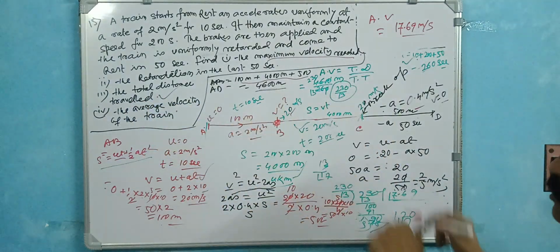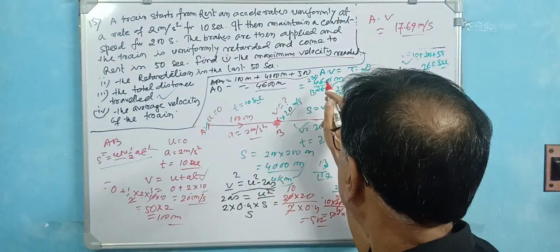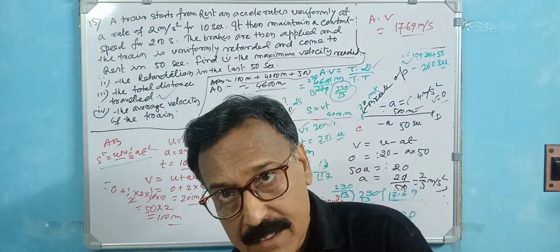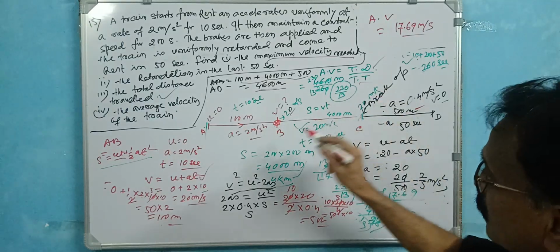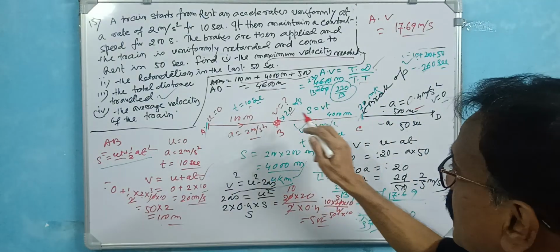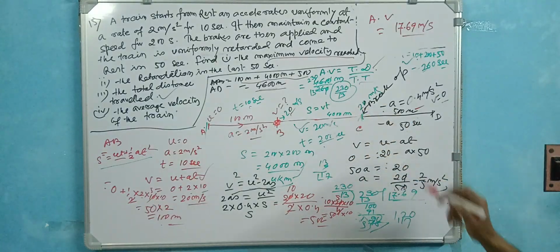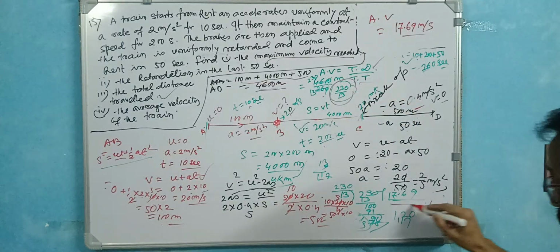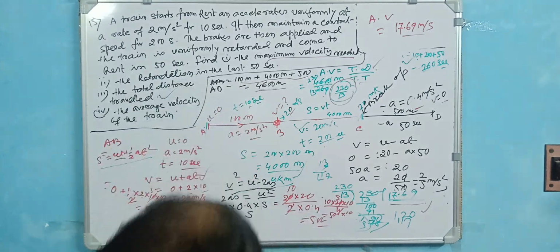And now the average velocity. Average velocity means total displacement over total time. Here the displacement and the distance are the same, so we write the distance. The total distance is 4600. Total time is 10 seconds plus 200 seconds plus 50 seconds, so 260 seconds. Just you calculate this. So the average velocity is 17.69. Okay, in this way you solve this sum.